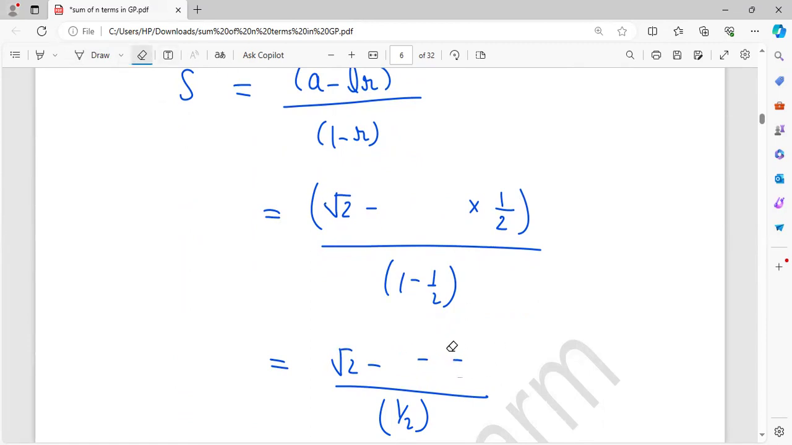So let me write it. 1 upon 512 under root 2. So what is this? Okay. So what is this? This is 1024 under root 2.